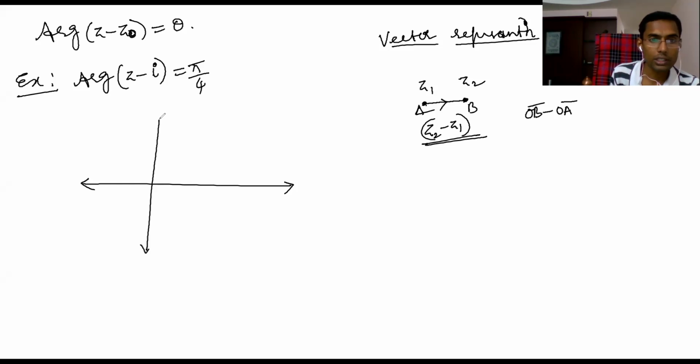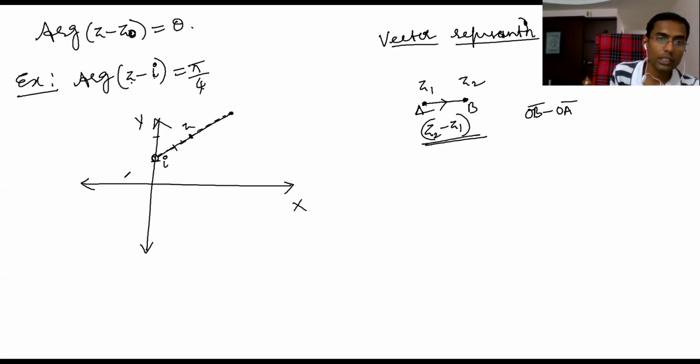Now if I draw this, this is the x-axis, this is the y-axis. Let's say this is i, 2i, 3i, because it is on the imaginary axis. So here for z minus i, i is the initial point. Where is z? Maybe here is z, z can be anywhere. But the only thing is that z minus i, this vector, is making a pi by 4 angle. Argument means pi by 4.